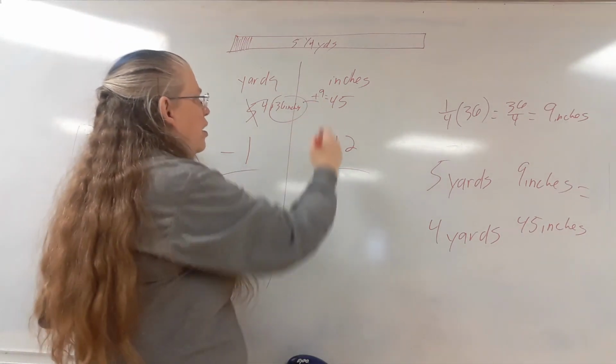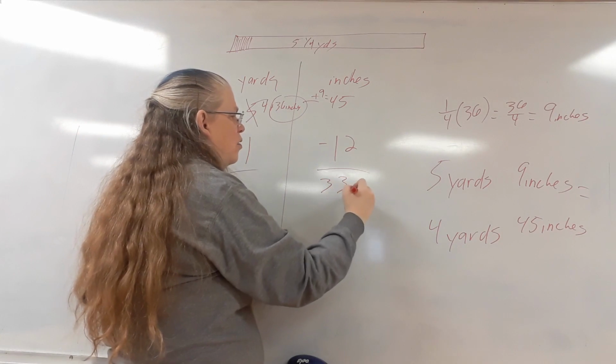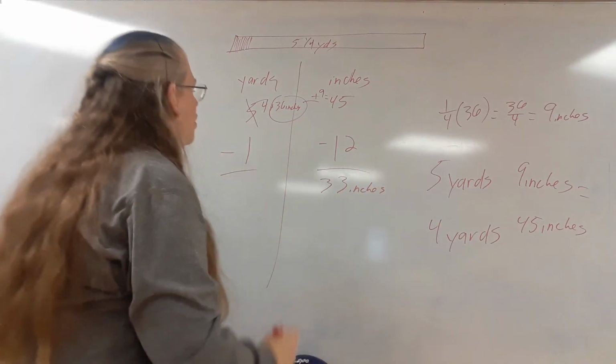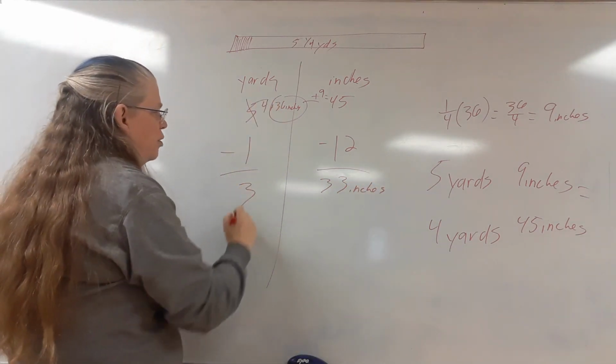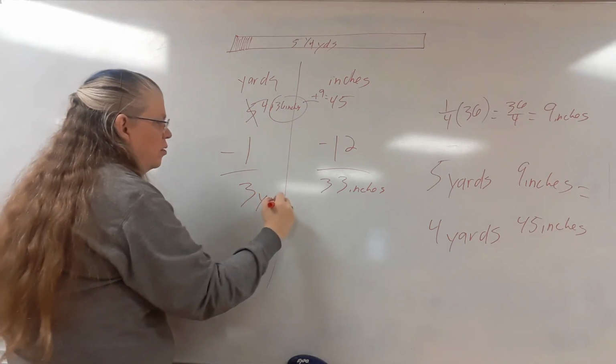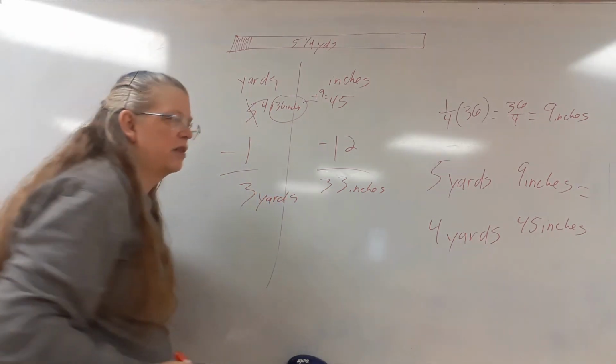Okay, now we can subtract. 4 minus 1 is 3, so we have 3 yards. 33 inches is our answer.